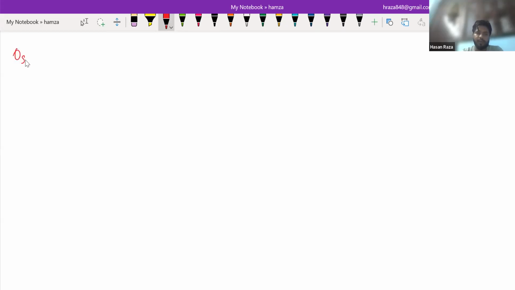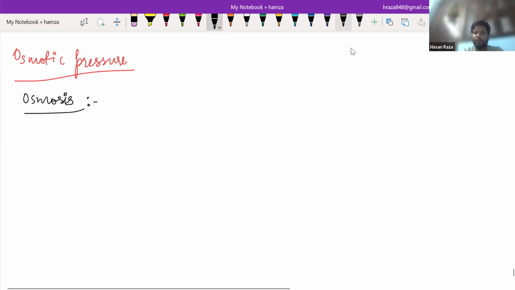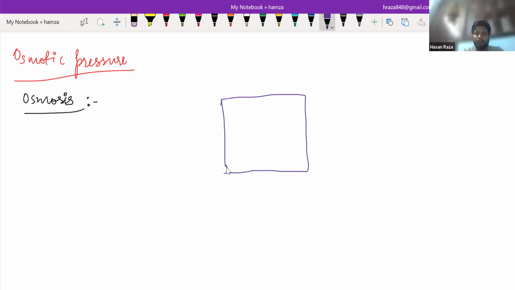And before osmotic pressure, we need to understand what is osmosis, that we already know from the previous class. What is osmosis? So I'm going to make a diagram to explain osmosis. See, there is a container which is divided into two parts with the help of a boundary or a membrane. This membrane is called SPM, that means semi-permeable membrane.